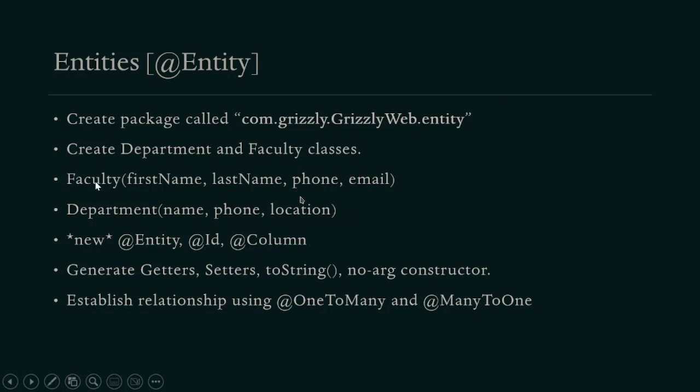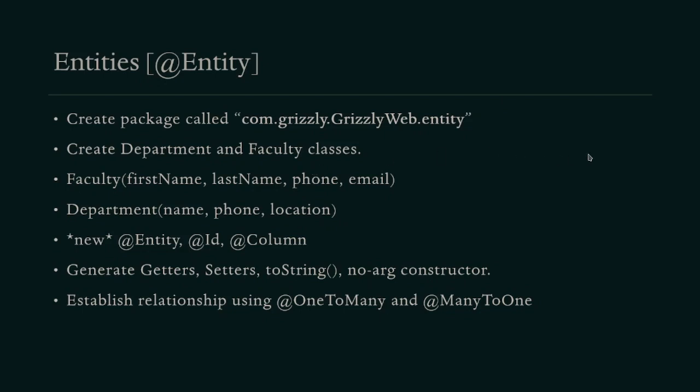And also, this is just how our faculty and department should be. So our faculty entity is going to be a Java class, right? And in this Java class, we'll have attributes called first name, last name, phone, and email. Maybe we should do this as a simple practice. Just make a simple Java class called faculty and another Java class called department within the entity package. And just let me know when you're done.